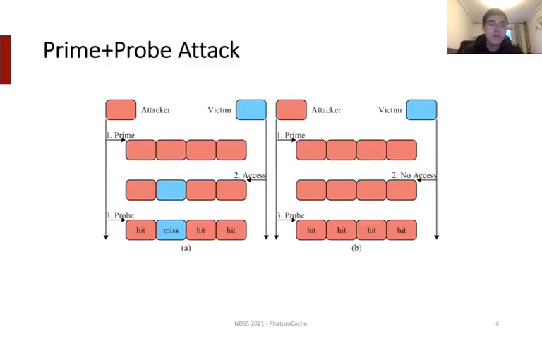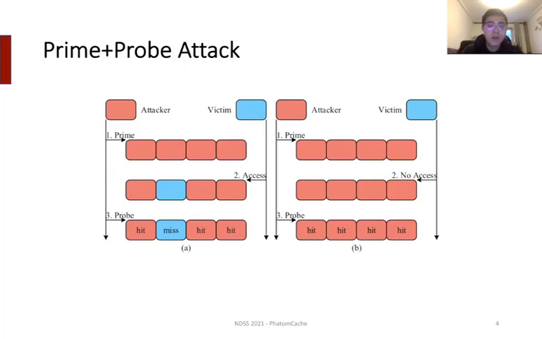Here is a typical example of cache-based attacks, called the Prime+Probe attack. The figure shows a cache set of a 4-way cache. First, the attacker accesses 4 addresses that map to the same cache set to prime the whole cache set with its own cache lines, and then it waits for a period.